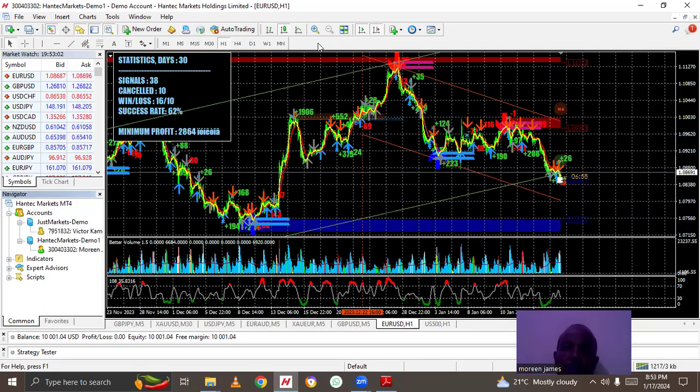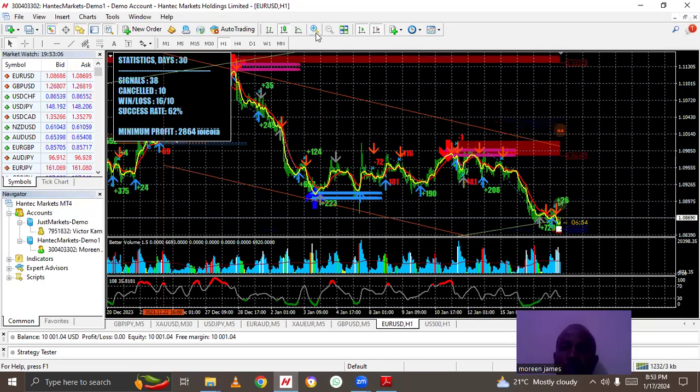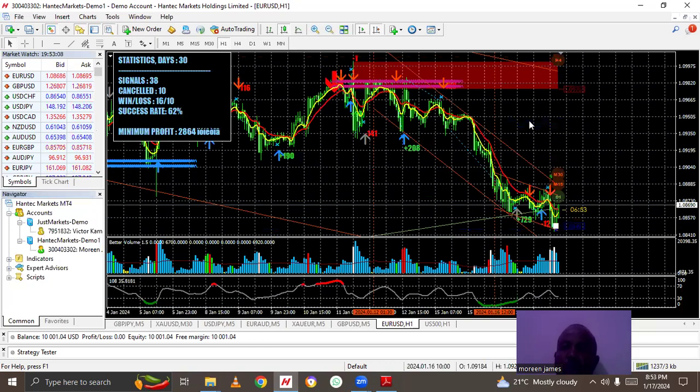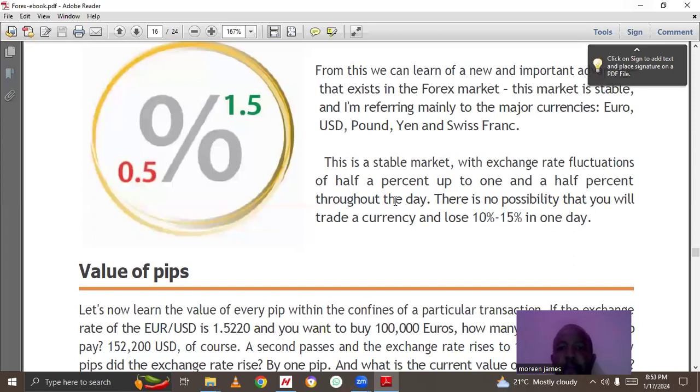Okay, so this will be our USD. Let me finish, then we come to the practical bit. I'm seeing today my machine is performing. This is a stable market with exchange rate fluctuations of 0.5% up to 1.5% throughout the day. There's no possibility that we will trade a currency and lose 10 to 15%. This is a very, very important point I want you to understand.